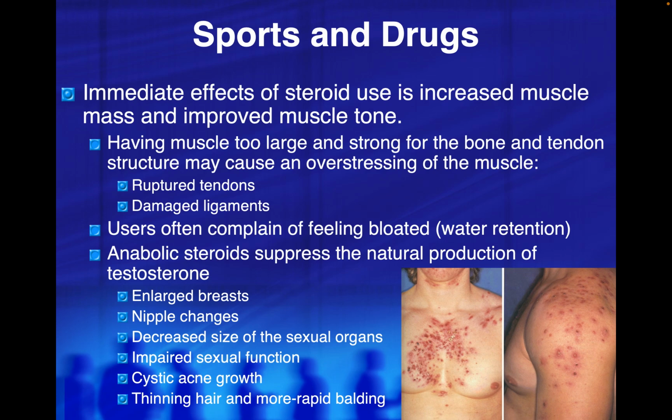Okay, anabolic steroids suppress the natural production of testosterone. This is not good. Your body makes its own testosterone. Your body has the right amount of testosterone. Sometimes it doesn't, and you need to take testosterone supplements. But most men are fine, and then they take steroids, and all of a sudden their body stops producing testosterone. This is not good, because I'll tell you what's going to happen. Causes enlarged breasts. It changes the nipple structure, decreases the size of your sex organs. This is for males. For females, it actually increases the size of your sex organ.